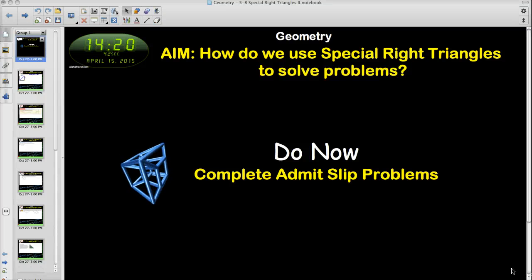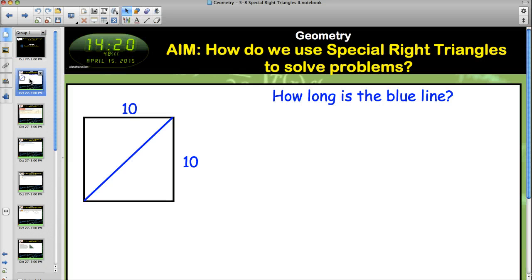Okay, so how do we use special right triangles to solve problems? We'll start by taking a look at this square. What are the properties of a square? The question reads, how long is the blue line? The blue line is the diagonal that runs between two vertices in this square. So the question wants to know how long that line is that's running between these two dots.